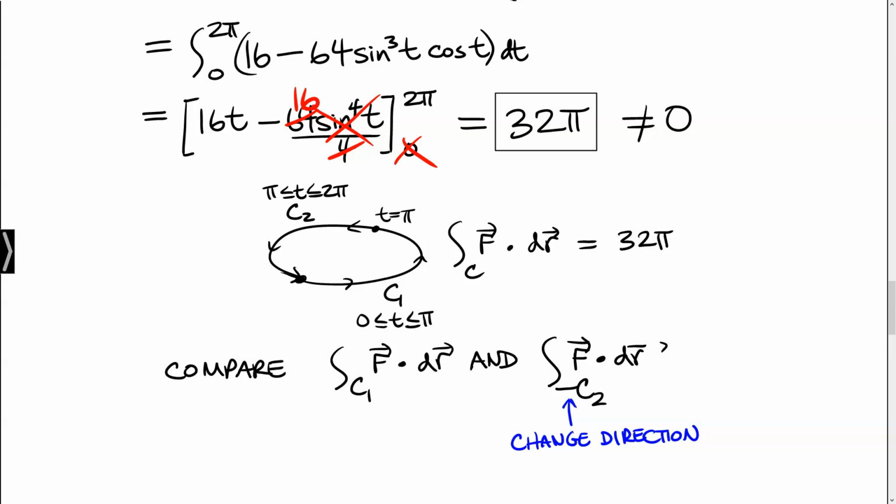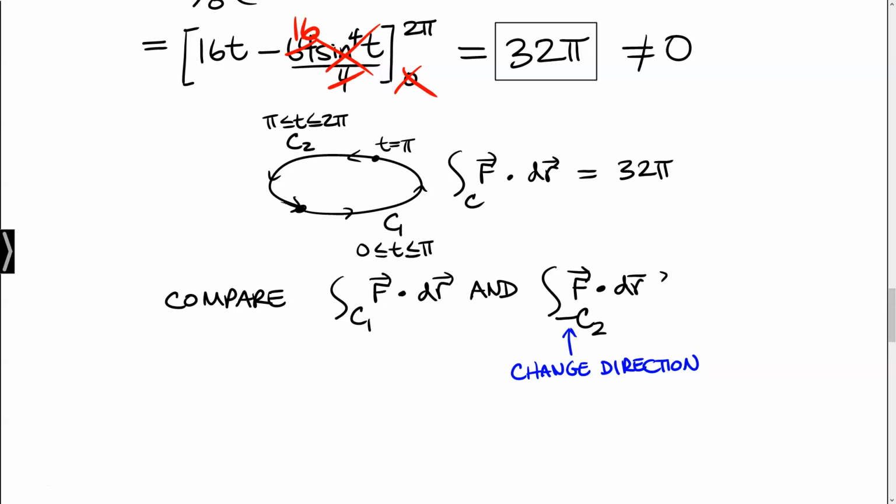Okay, so if we're comparing these two, what if these two were equal? Well, let's see. If the integral along c1 was equal to the integral along minus c2. So first of all, notice these are both integrals that go from the same initial point to the same terminal point. C1 is the green here, and then minus C2 goes the opposite direction, but it ends up in the same place.